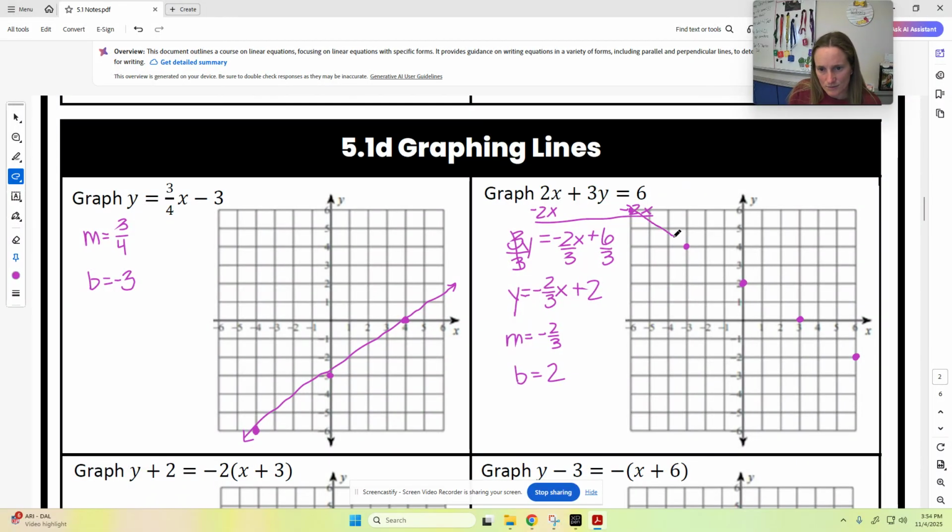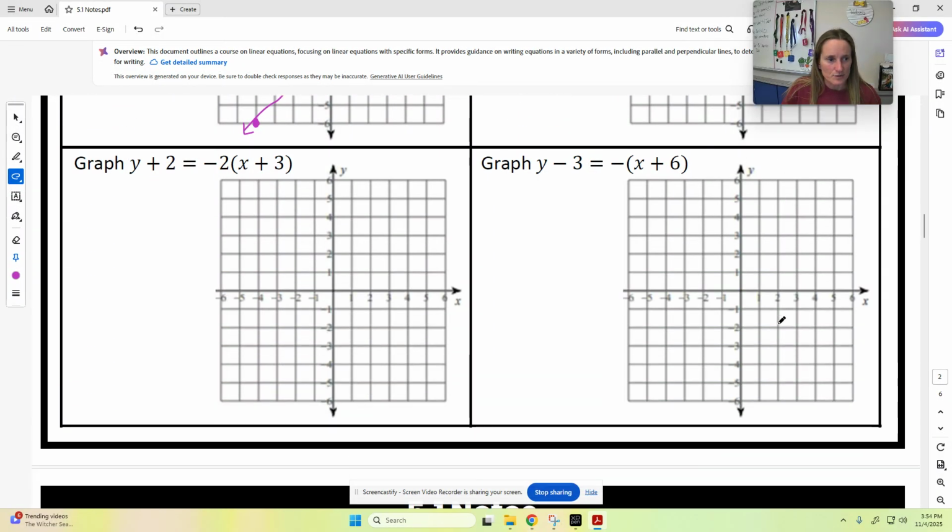And now I'm going to do my best attempt at a straight line. Don't forget the arrows on the end, and I'm done. So that is graphing a line from standard form. Make sure you put it in slope-intercept form first, then it's just a review.